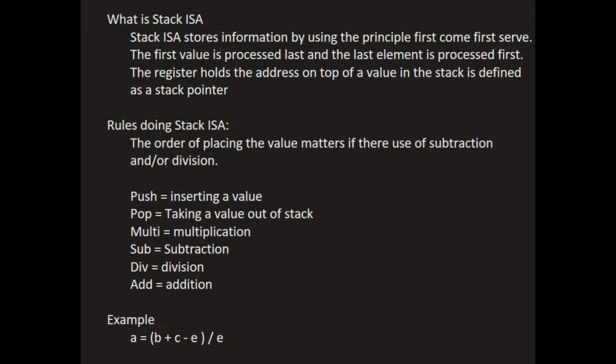The rule of doing stack ISA is that the order of placing the value matters when using subtraction or division. What we're going to use to do stack ISA is push, and that's to insert a value. Pop is to take a value out of the stack, and we're going to use multiplication, subtraction, division, and addition. The example we're going to use is A equals B plus C minus E divided by E.